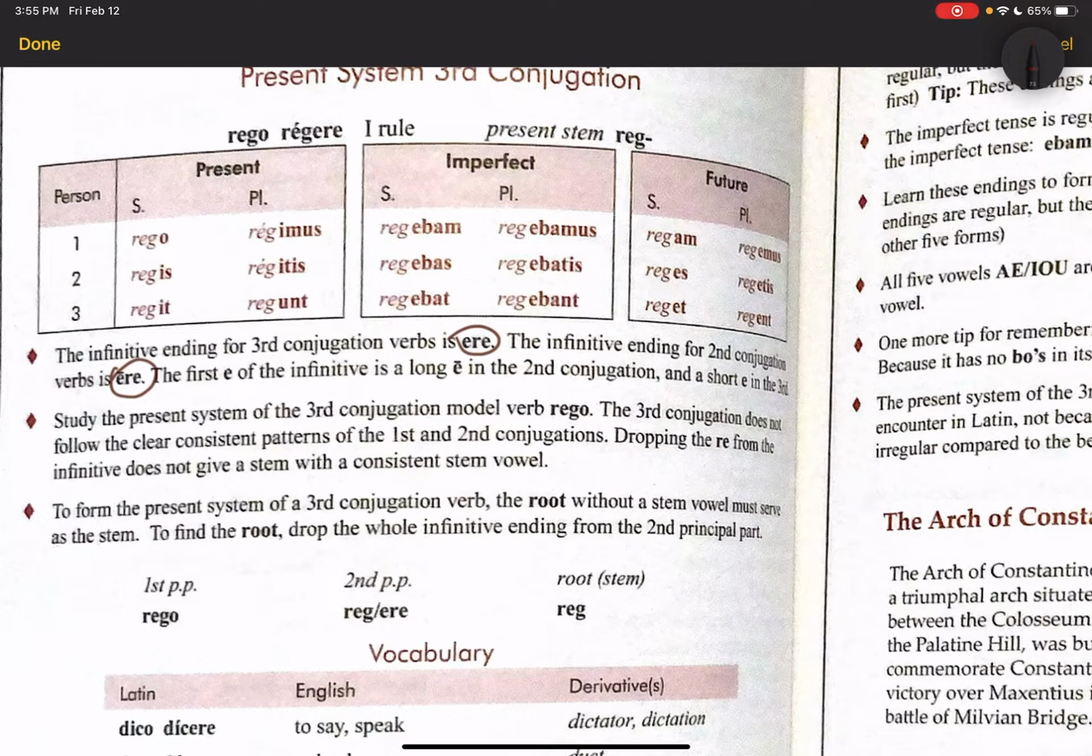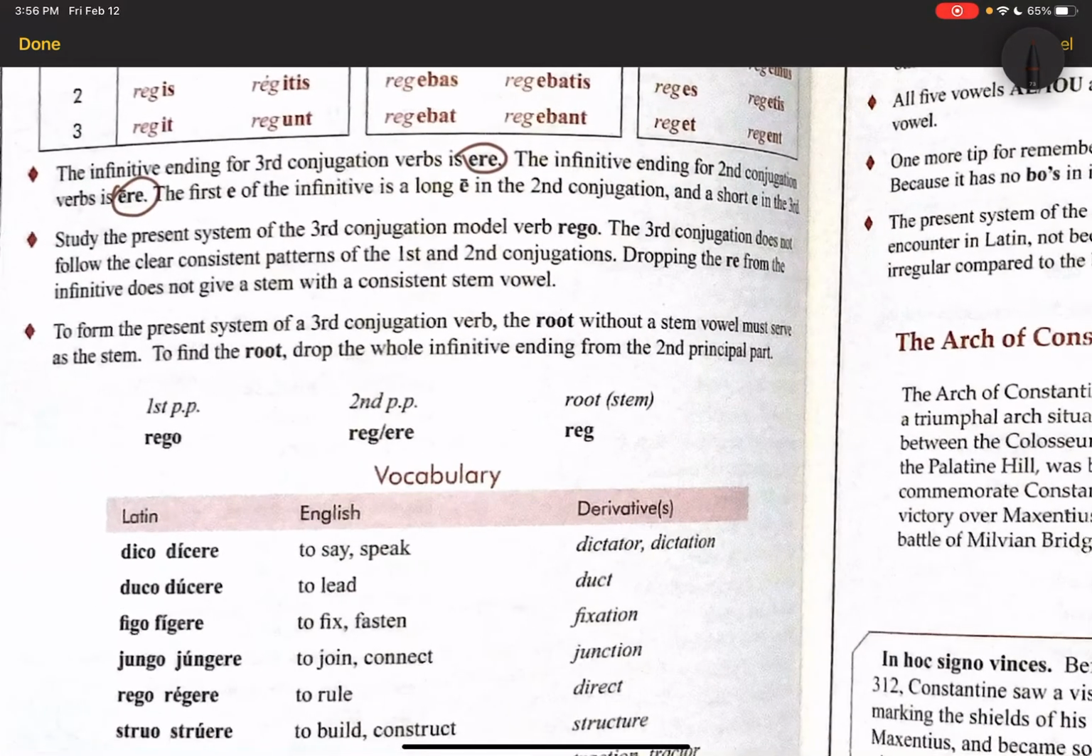Study the present system of the third conjugation model verb rego. The third conjugation does not follow a clear, consistent pattern like the first and second conjugations. Dropping the -re from the infinitive does not give a stem with a consistent stem vowel. To form the present system, the root without a stem vowel must serve as the stem. To find the root, drop the whole infinitive ending from the second principal part. So the root is just reg, from regere.